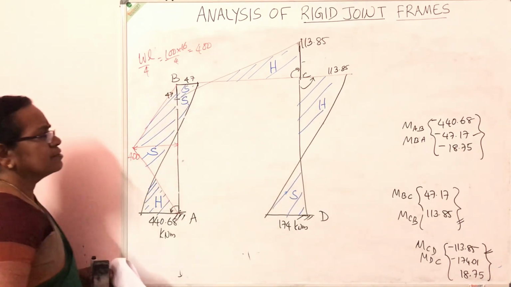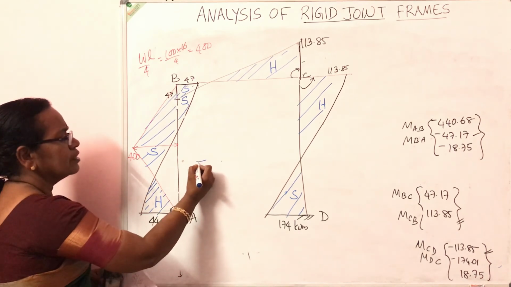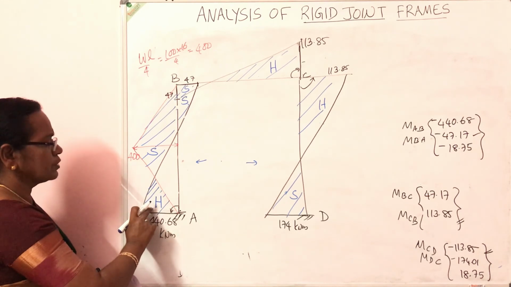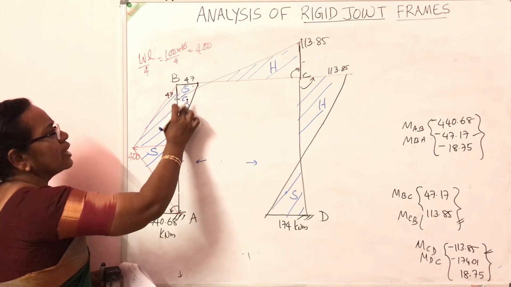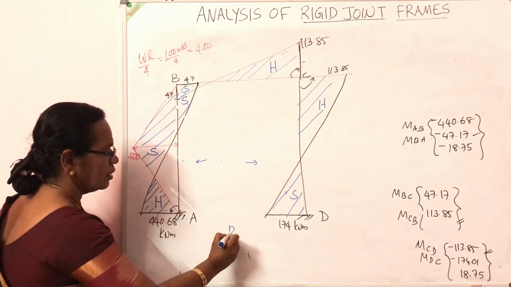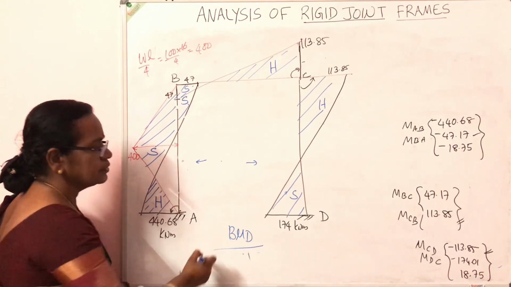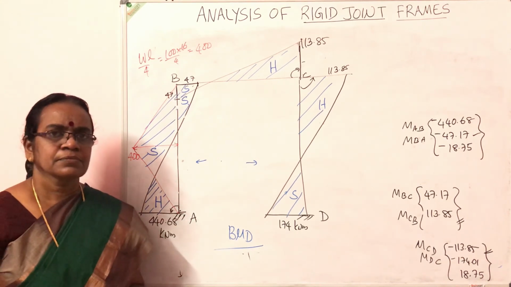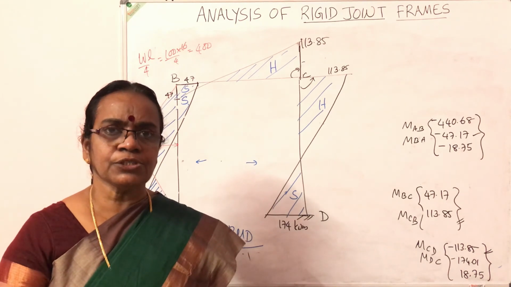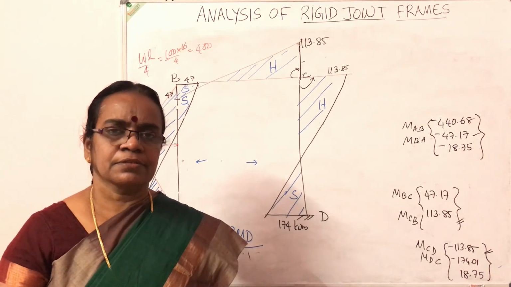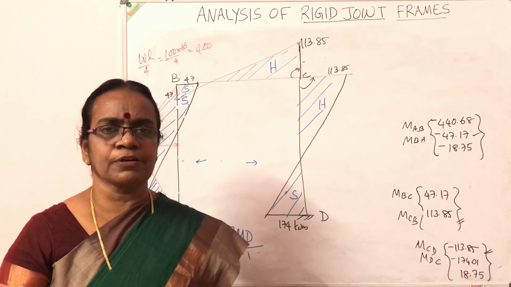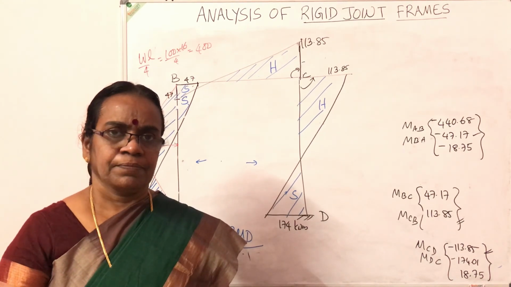This portion is sagging. In a portal frame, you stand inside and look in this direction. So this is inside, outside. Outside portion hogging, inside portion sagging. So this is the final bending moment diagram. So with that we have completed the analysis of rigid joint frames, taking the example of a portal frame without sway as well as a portal frame with sway. Thank you.